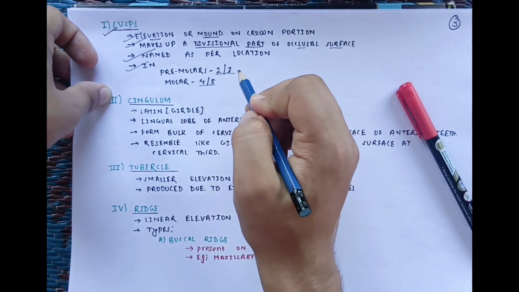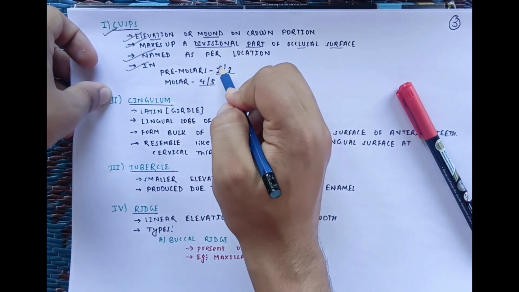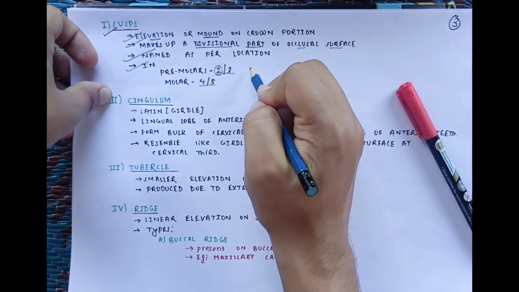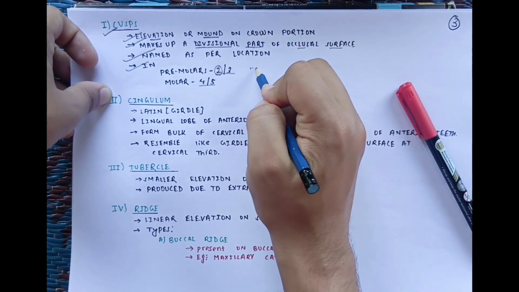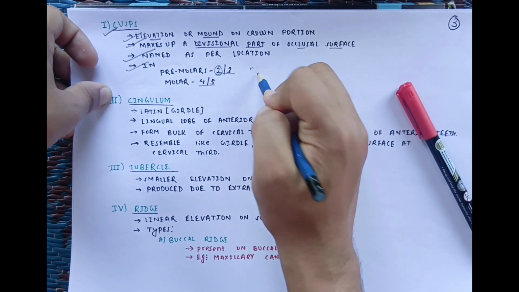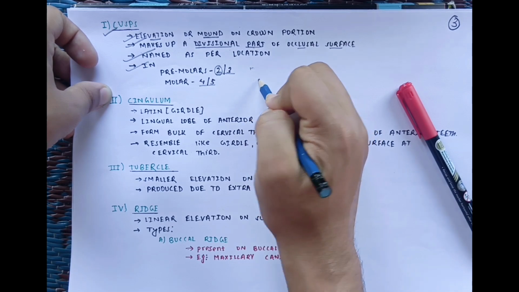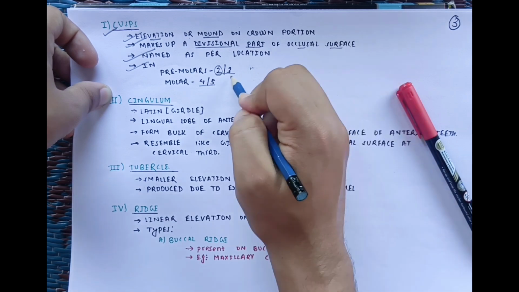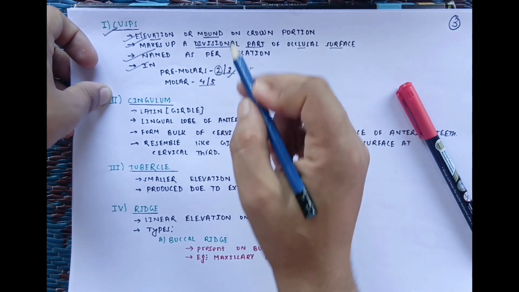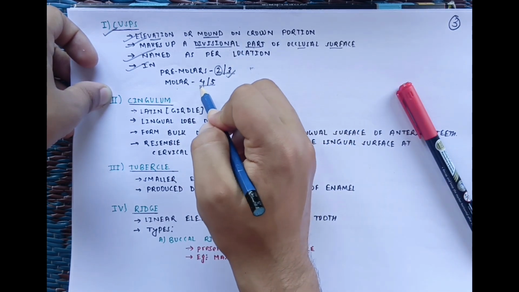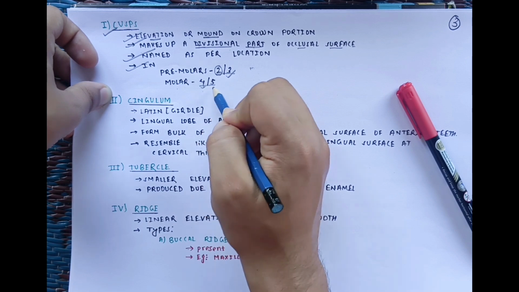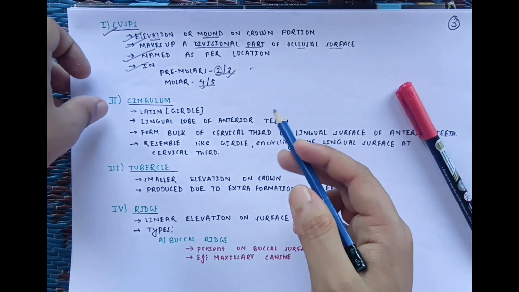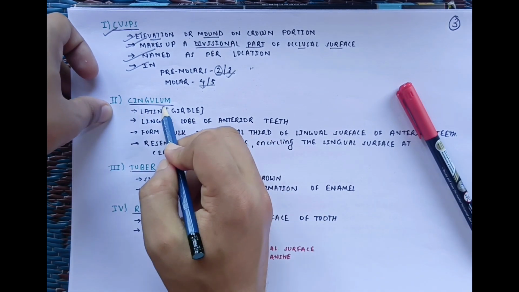For now I want to say that in premolars we have 2 cusps. In maxillary first premolar, maxillary second premolar, and mandibular first premolar we have just 2 cusps, and in mandibular second premolar we have 3 cusps. Similarly in molars, in maxillary first molar we have 4 cusps, and in mandibular first molar we have 5 cusps.